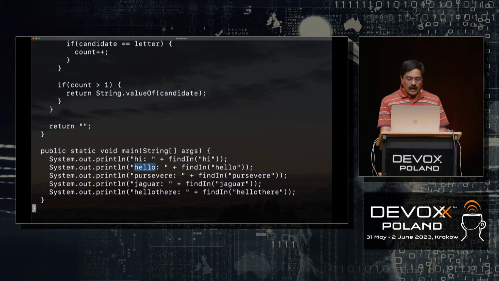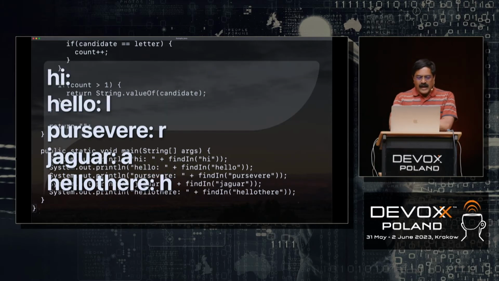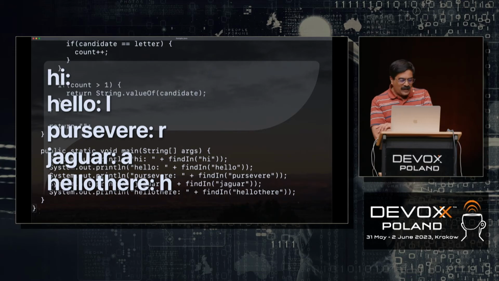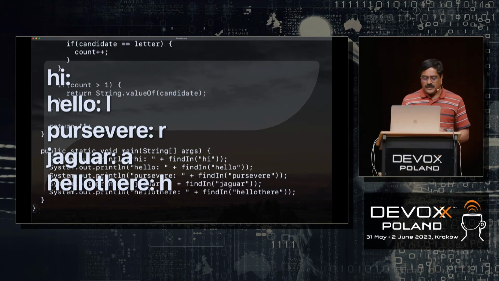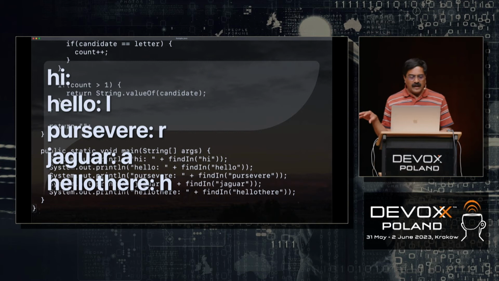Similarly, we pass a hello, another word, and another word, and another word. We're passing a few things in here, but what does findIn actually do? So when I run the code, for hi, there is no result. It's an empty response. For hello, it is an L, and the reason it's an L for hello is that L is repeated. So findIn is telling us the first repeated letter.